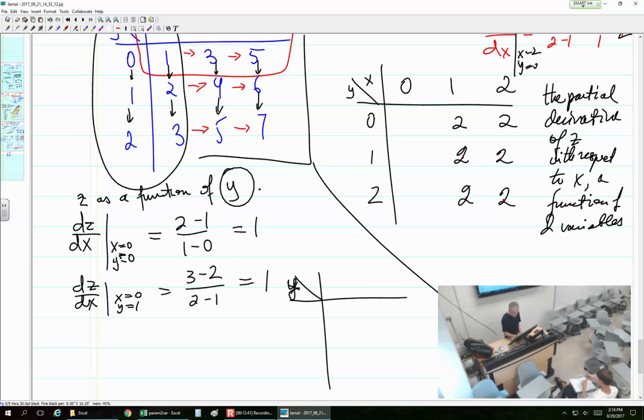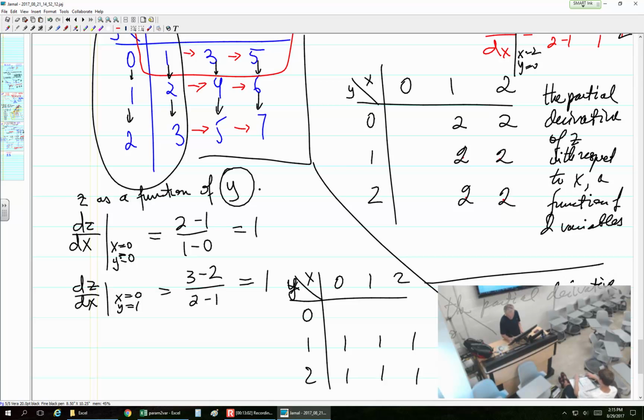X. I'm sorry, this is y. This is x: 0, 1, 2, 1, 0, 1, 2. I'm skipping the first row, and I'm putting ones here. So once again, this is a partial derivative. So the partial derivative of z with respect to y, and once again, a function of two variables.